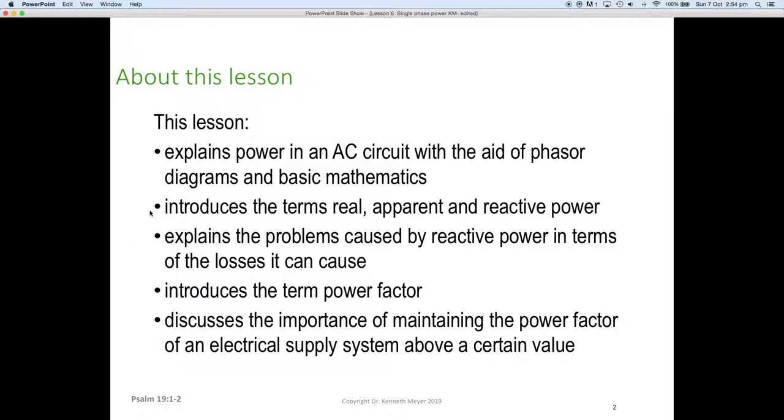We're going to introduce you to the term power factor, and we're going to discuss the importance of maintaining the power factor at an electrical supply system at above a certain value. We're only going to touch on power factor a little bit and just introduce you to it. The next lesson, we go quite deeply into power factor.